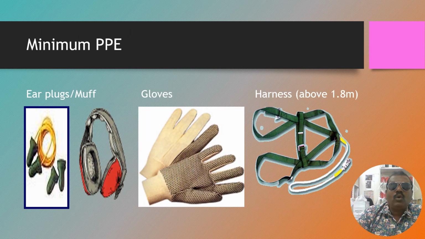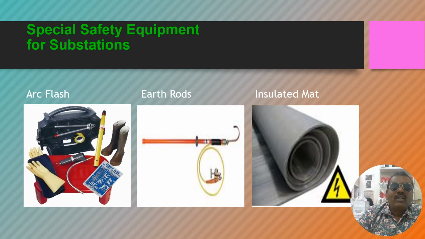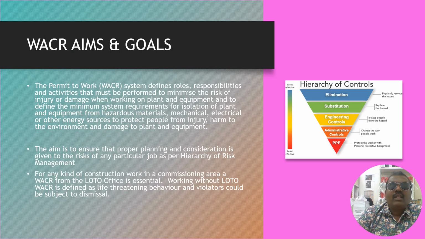Okay, steel toe boots, ear muffs or earplugs, gloves, and if it is more than 1.8 meters height from the ground level, we can use the safety harness, which is the full body safety harness. So as we are working in the substations, there should be arc flash materials, earth rods, insulated mat, arc flash coat, suits, everything. So the permit aims and goals, what is that?